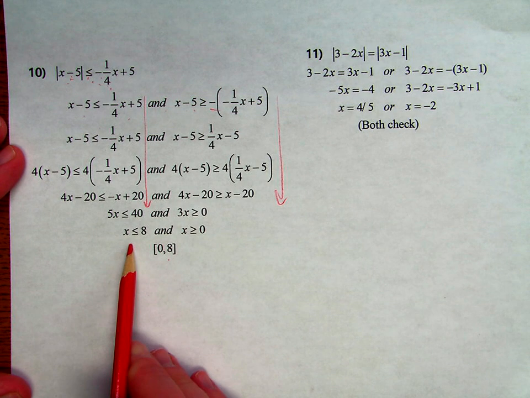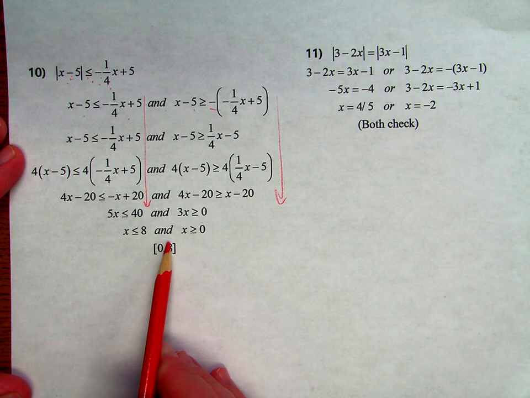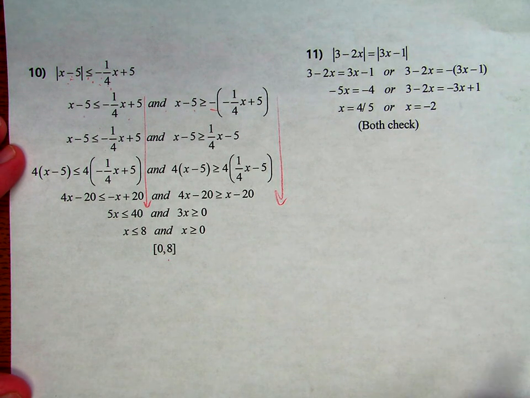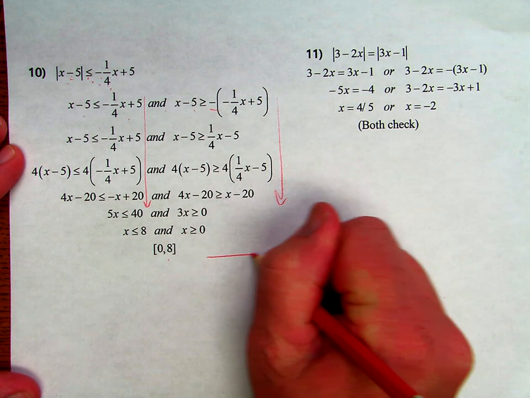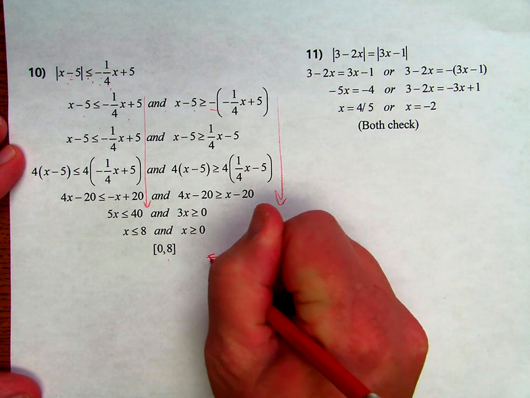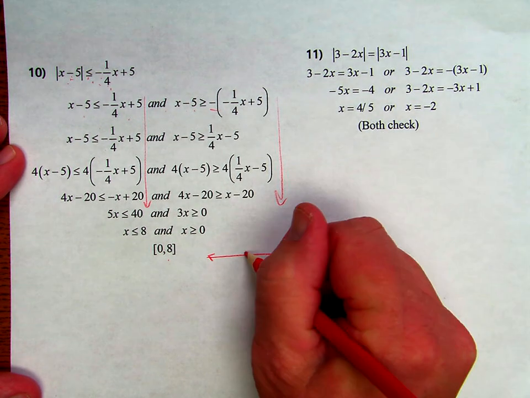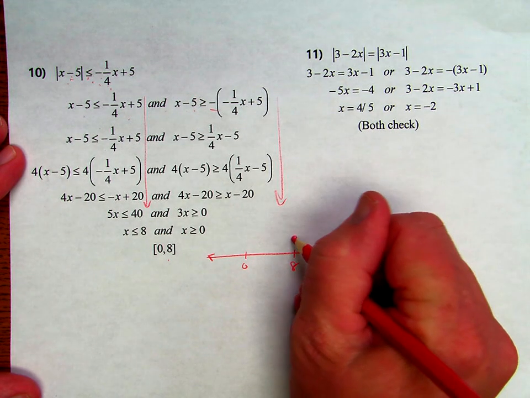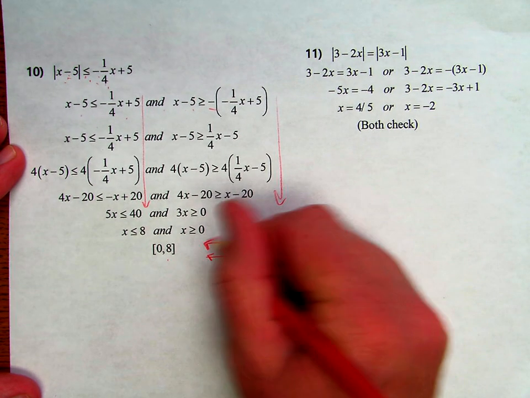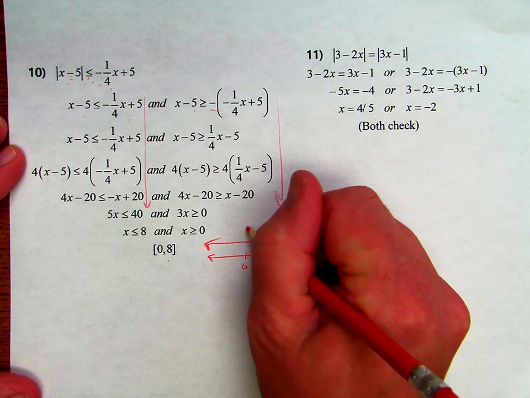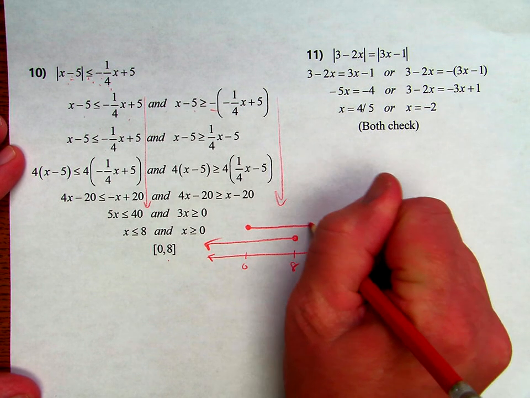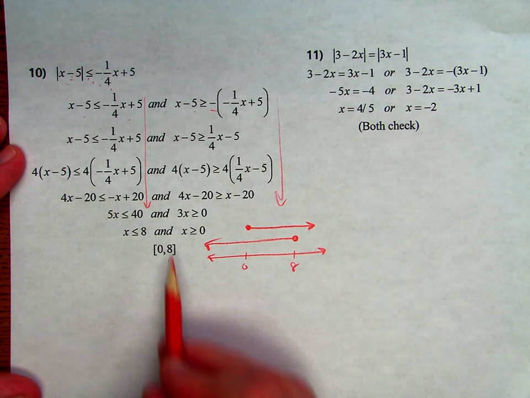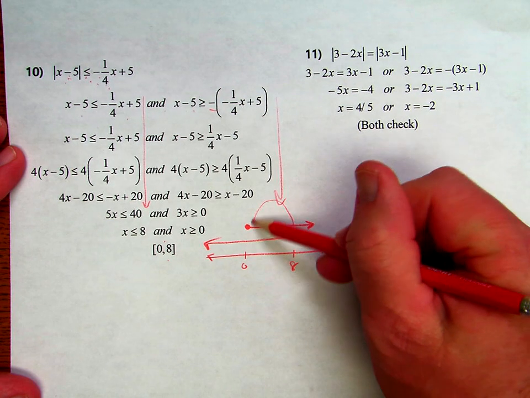If you need to, again, you could do the two graph method to see where they overlap. Let's do that real quick. So 0 and 8 are key numbers. So less than or equal to 8, closed circle on 8, heading to the left. Greater than or equal to 0, closed circle going to the right. If it's an and, you want the overlap of those two guys.